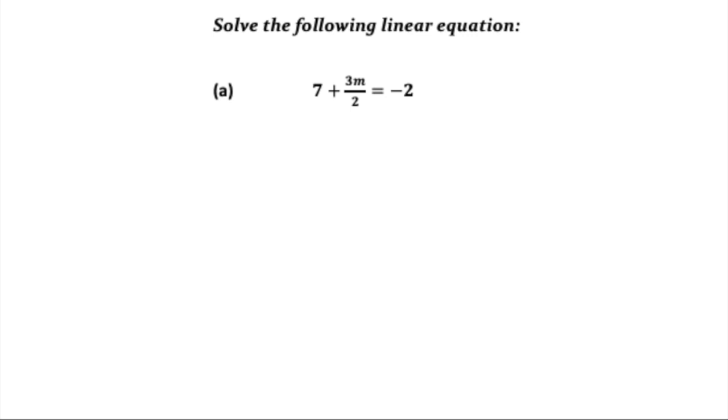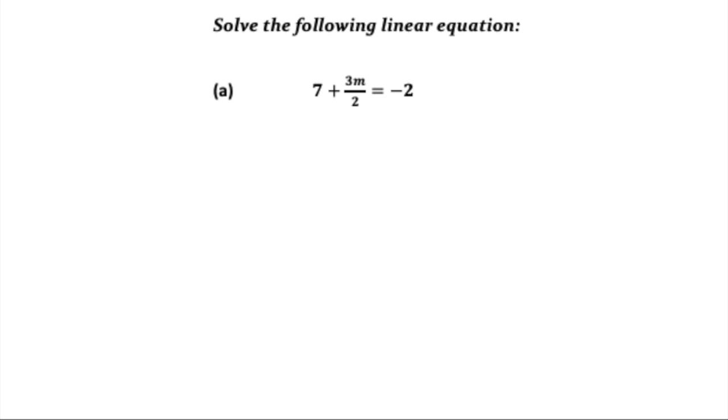So we have 7 plus 3m over 2 equals negative 2. That's the equation that we're given, and the question is solving for m. Another way of saying it, rather than solve the following linear equation, they could say solve for m, or what is the value of m. Those are the types of questions that you could expect in any exam or assignment or homework.